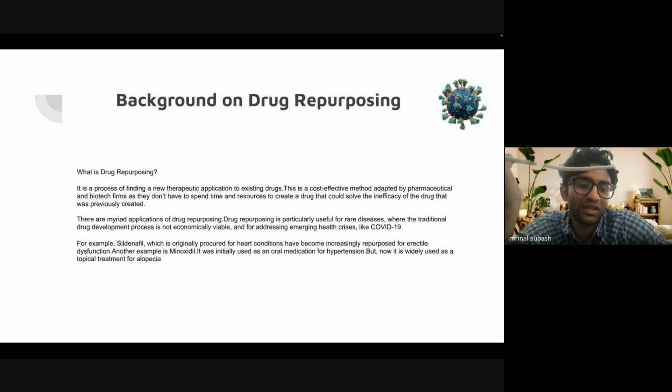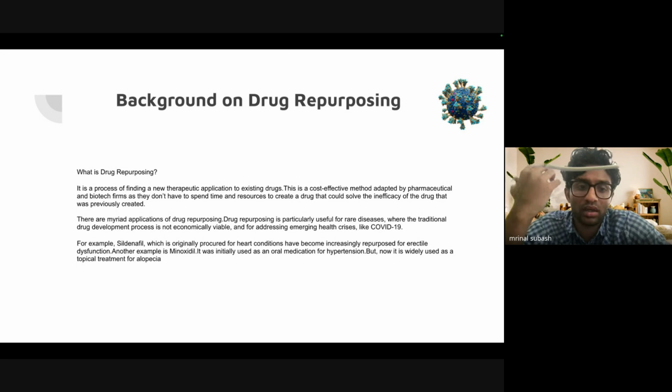Some examples that I can think of is sildenafil. Sildenafil was a drug that was traditionally used for curing heart diseases like arrhythmia and atrial fibrillation. But now they have repurposed it for erectile dysfunction.